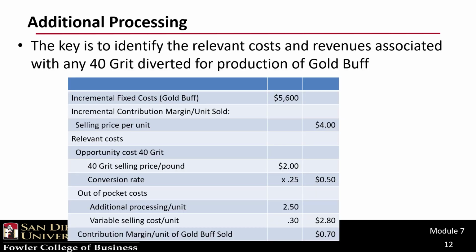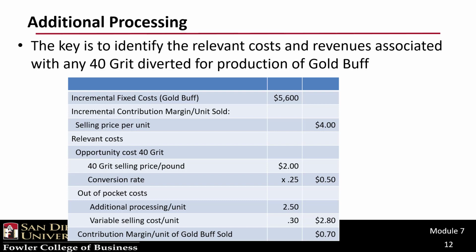So the key is to identify the relevant costs and revenues associated with any 40 grit that would be diverted for production of Gold Buff. Okay, so the incremental fixed costs for Gold Buff were $5,600. So now we need to calculate what is the incremental contribution margin per unit sold.